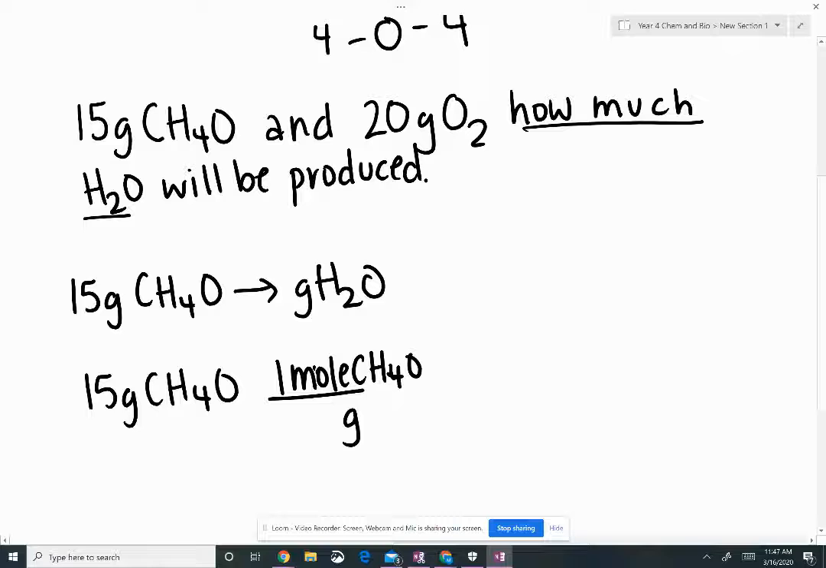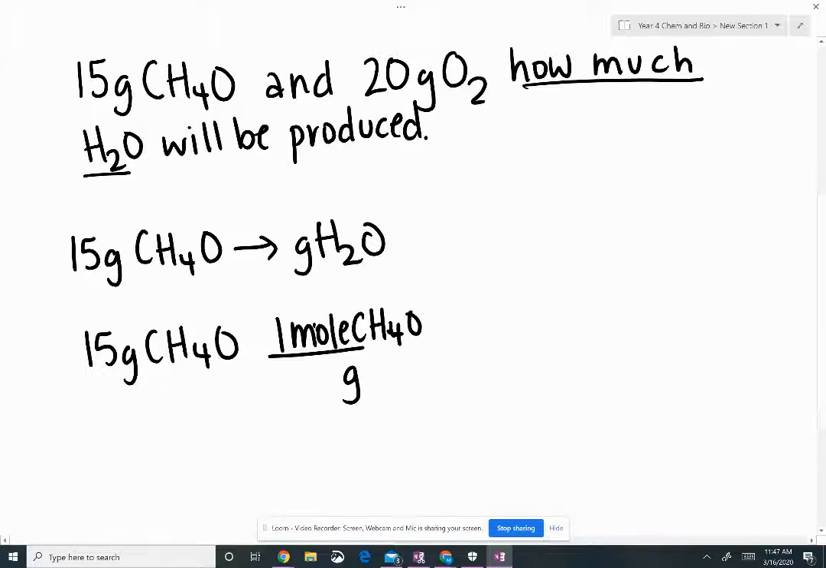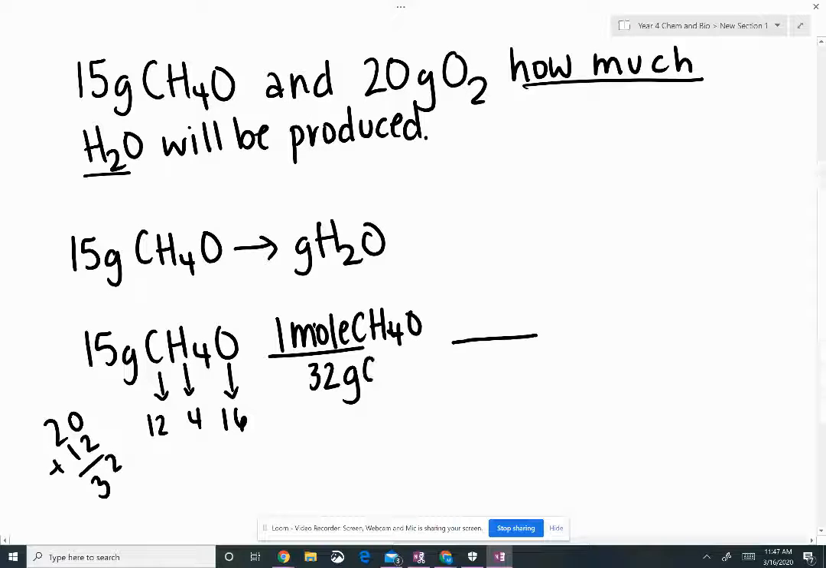CH4O. The next thing that I'm going to do is look up these weights on the periodic table. So carbon weighs 12. Hydrogen, I have 4 of them, so that's going to weigh 4. And then oxygen is going to be 16, so I should have 20 plus 12, right? So I should have 32 grams of CH4O. Right, so that is what I should have on there.